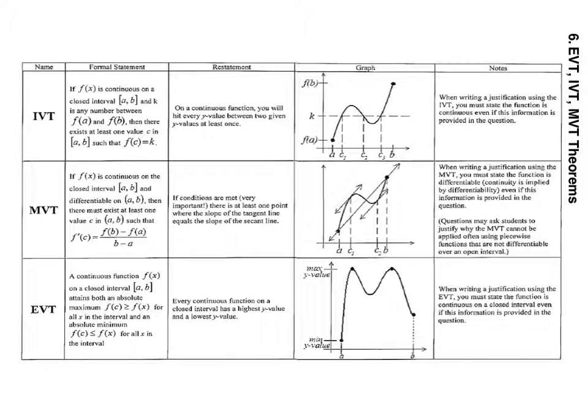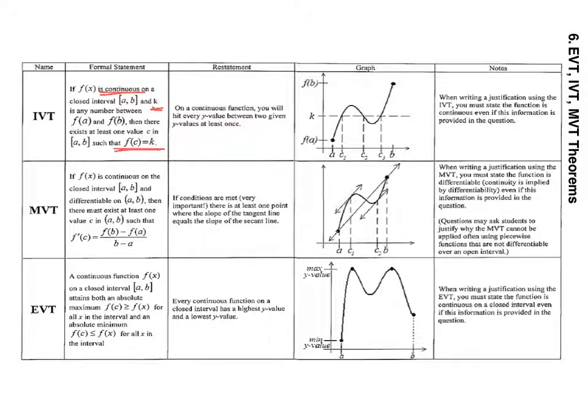Now with the IVT, if f of x is continuous on a closed interval, and there's a number k between f of a and f of b, then there exists at least one value c in (a, b) such that f of c is equal to k. Okay, what does that mean? First of all, one of the most important things here is that f has to be continuous.